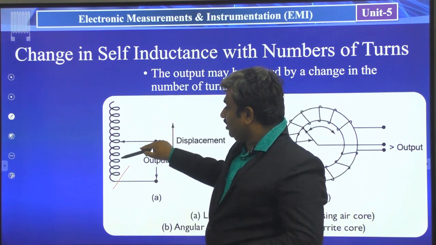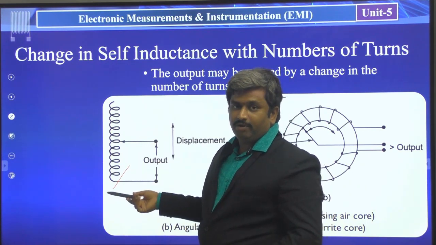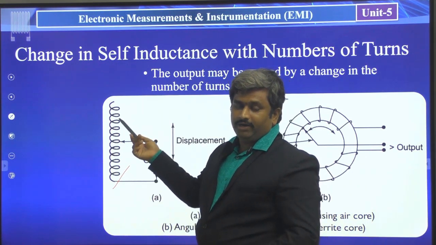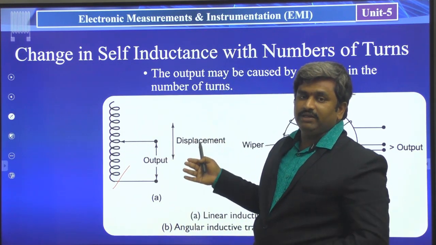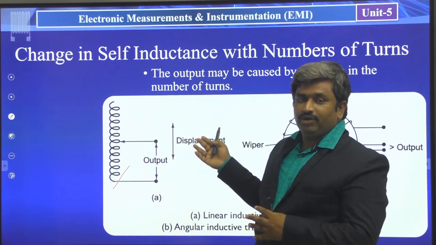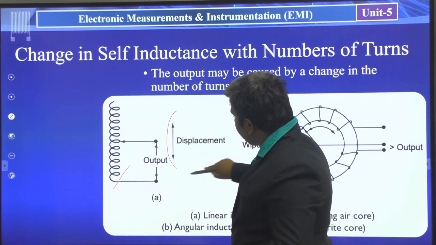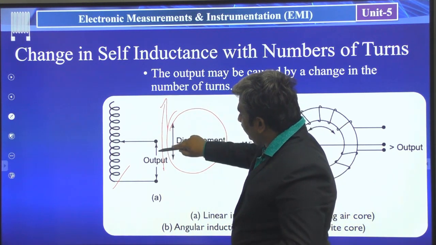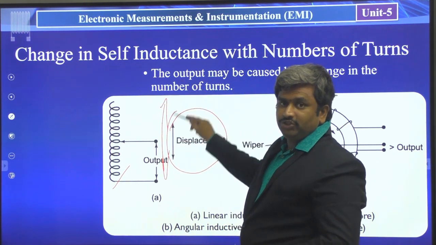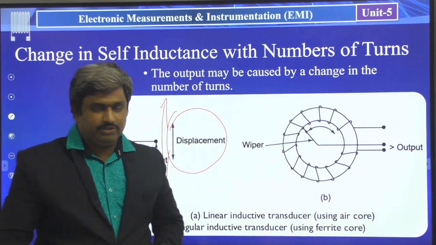The output terminal can be taken at any number of turns, maybe 5 turns, or 10 turns, or 100 turns. Based on the selection of the number of turns, I will get different EMFs at the output side. This is the linear displacement: I move the output terminal linearly, either in the upward or downward direction. This is the linear displacement measurement.